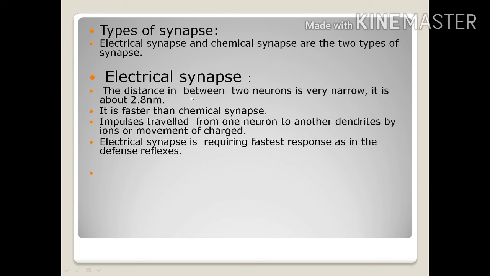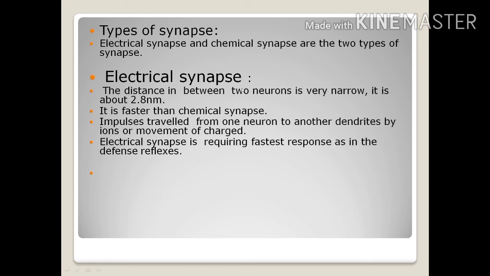Now we will discuss the types of synapse. Electrical synapse and chemical synapse are the two types of synapse. In an electrical synapse, the distance between two neurons is very narrow, about 2.8 nanometer. It is faster than a chemical synapse. Impulses travel from one neuron to another neuron's dendrites by ions or movement of charge. An electrical synapse is required where the fastest response is needed, as in defense reflexes.